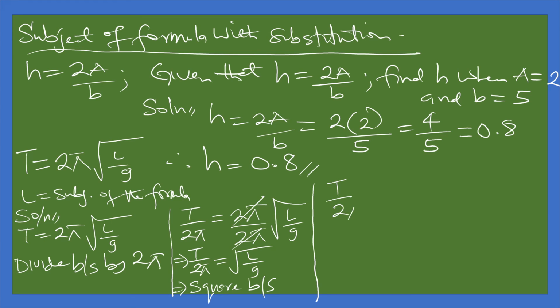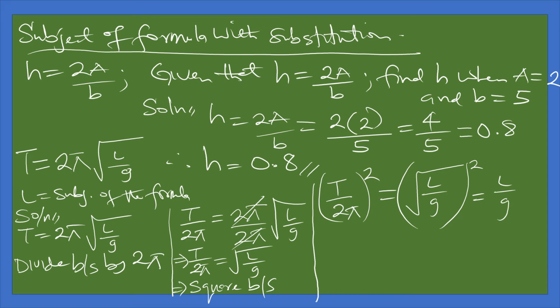So squaring both sides gives us T over 2 pi, squared, is equal to the square root of L over G, all squared. And remember, this square root sign is the same thing as L over G raised to power half. Now, raised to power 2 means times 2. Okay, what will happen? These 2 will cancel out. We now have that T over 2 pi all squared is equal to L over G.